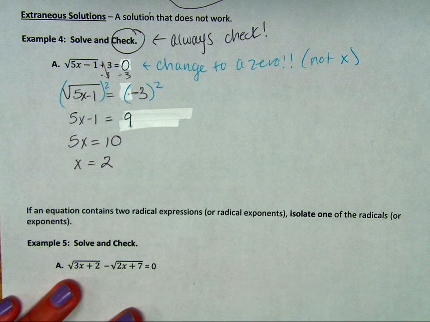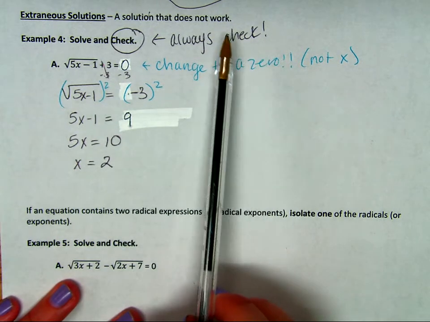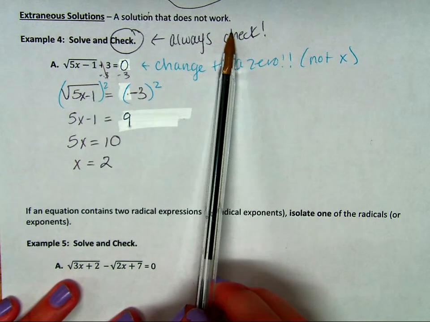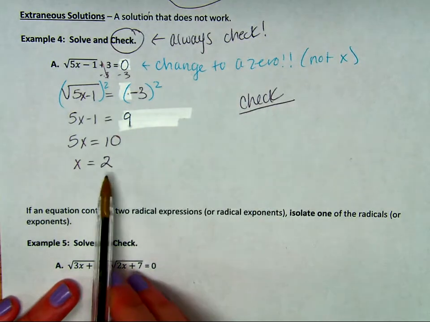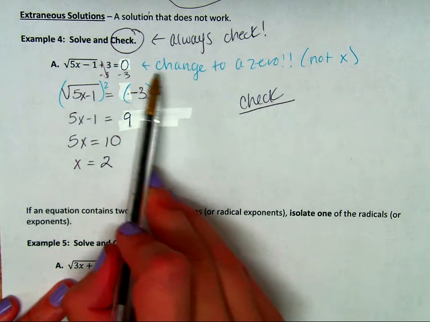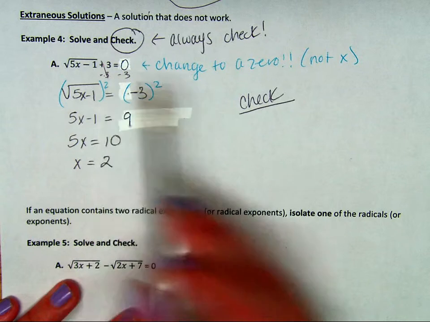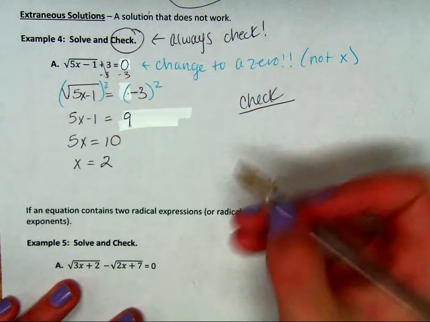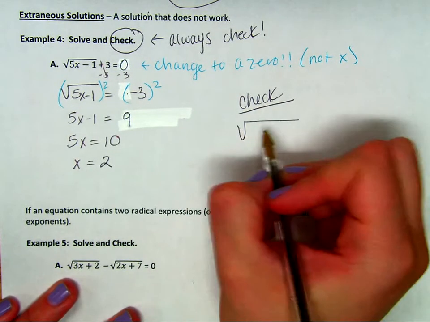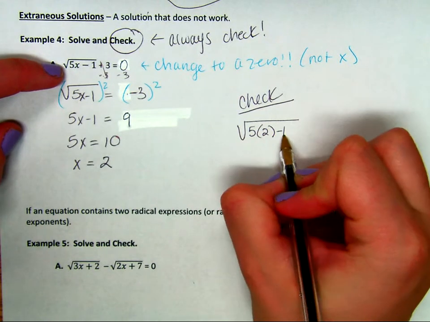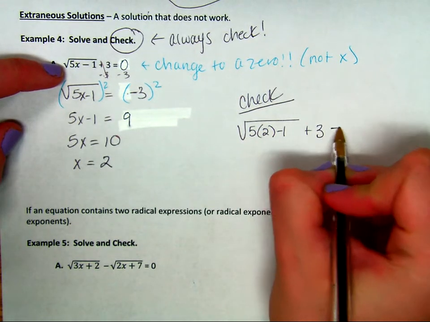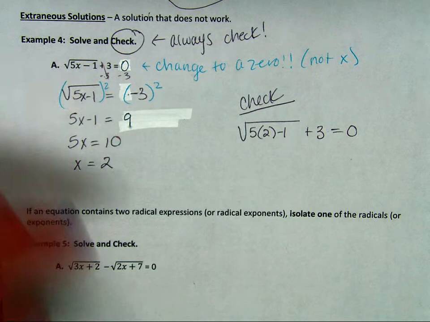So before we box it, get into the habit of checking your solutions. Checking always means take your solution, plug it back into the original equation, and see if it makes a true statement. So I'm going to plug that in. The square root of 5 times 2 minus 1, plus 3 equals 0. And we're going to see if that's true.